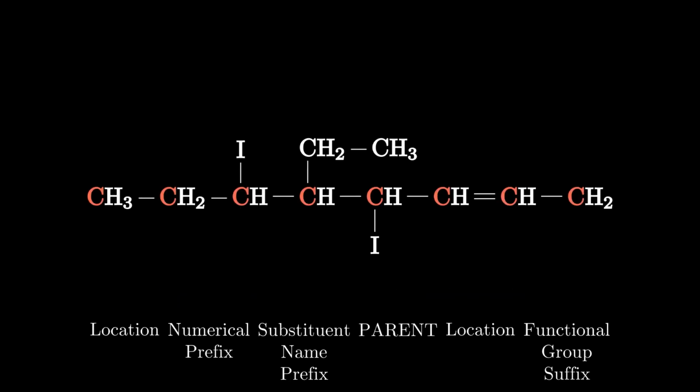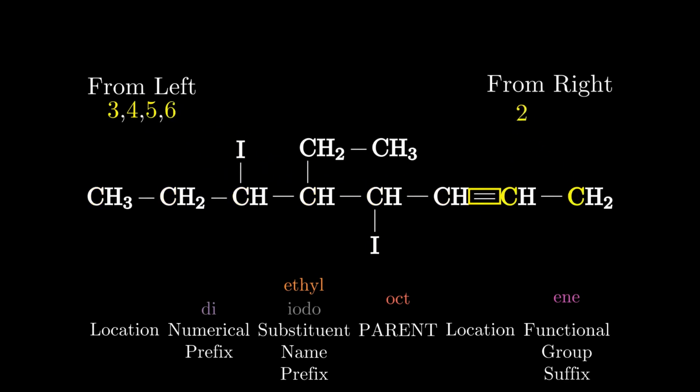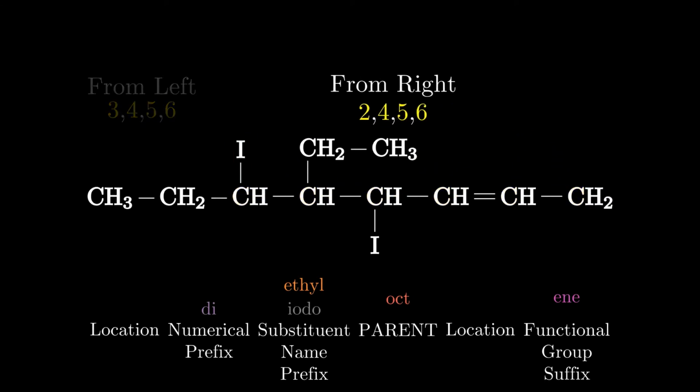Finding the parent is pretty easy, which is oct, and we find our double bond in there towards the right side. We also see 2 iodines, which means we will need the prefix di. And finally, there is an ethyl group near the middle. Numbering from the left, we get a 3 for the first iodine, a 4 for the ethyl, a 5 for the next iodine, and a 6 for our double bond. But from the right, we get a 2 for our double bond, a 4 for the first iodine, a 5 for the ethyl, and a 6 for the last iodine. We pick the direction with the 2 because it gives the double bond the lowest possible number.